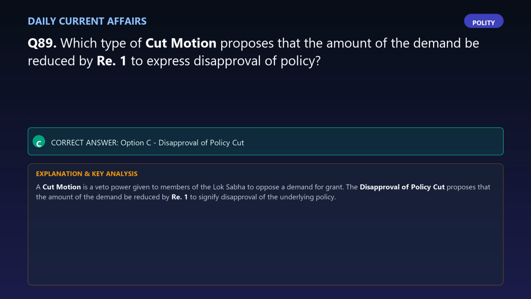The correct answer is option C, disapproval of policy cut. Explanation: A cut motion is a veto power given to members of the Lok Sabha to oppose a demand for grant. The disapproval of policy cut proposes that the amount of the demand be reduced by Re. 1, to signify disapproval of the underlying policy.